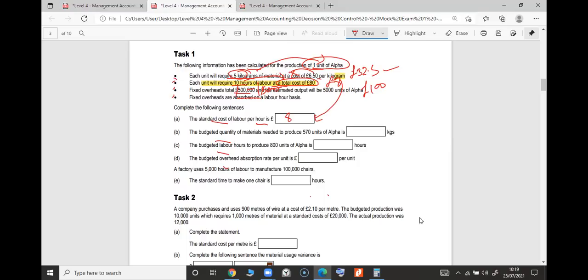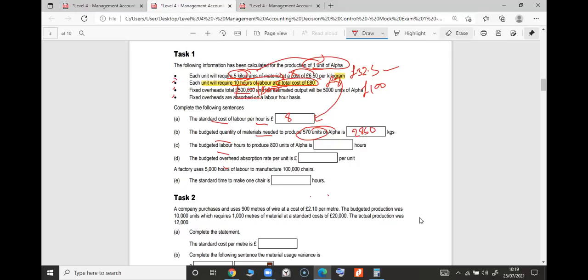Number B, the budgeted quantity of materials needed to produce 570 units of alpha. Again, a good one should be, if 1 unit takes 5 kilogram, I'm getting some answers from Omid and waiting for more people's answer. So how many kg are needed to produce 570 units? Shazad and Natalia are saying 2850, and Kazi and Richard, and everybody is saying 2850. And how they're saying it, let me show you.